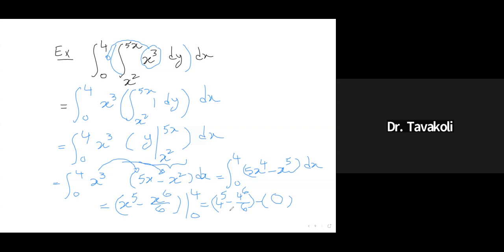It just remains to do this calculation and come up with the final answer. If you do it correctly, you should get 1024 over 3. So that's the final answer for this example. The next example, again, please try this on your own before looking at the solution.